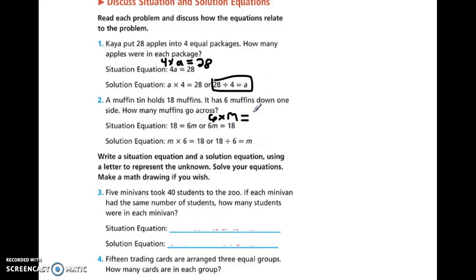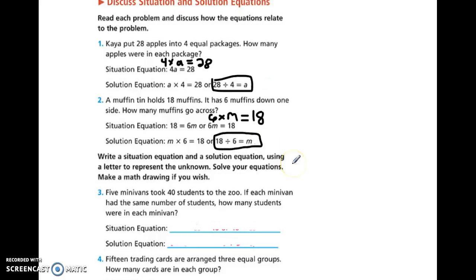Okay, so again, that's our situation equation. It's showing us what piece of information we know, and now we need to turn it into our solution equation. So basically the m is on the other side of the equals equation. It's by itself on one side of the equal sign. So again, to get m by itself, I have to do the inverse or the opposite of what it says here. So instead of being 6 times, I'm going to do the opposite, which is divide on both sides. So I end up with m equals 18 divided by 6. That is our solution equation.